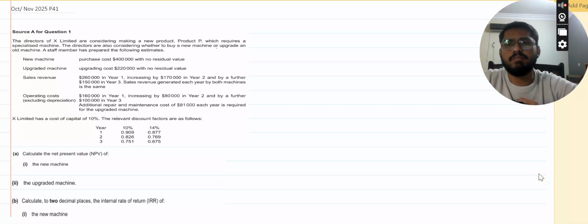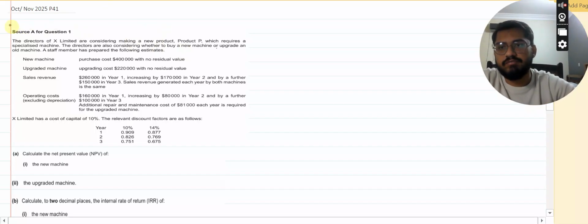Right, so here we have a past examination question for the topic of investment appraisal. This question belongs to October November 2025, paper 41. So let's read the question and try to complete the solution for this.